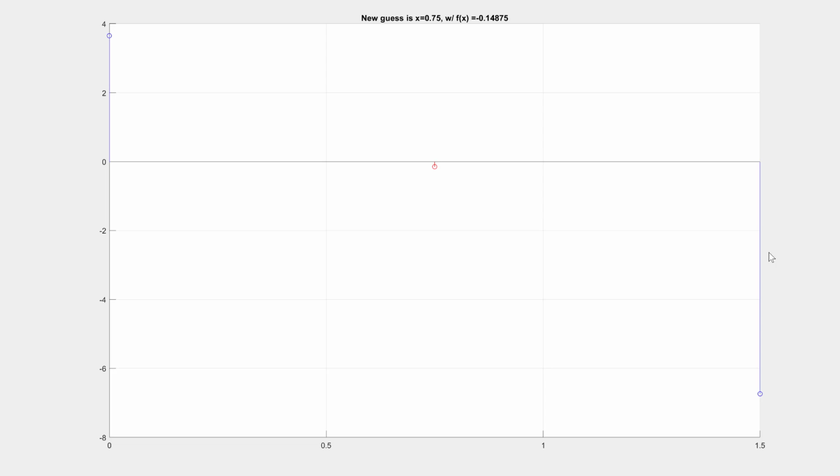Again, that function evaluation is unimportant. We know we're looking to throw away half of the bracket. And we know since it was positive over here at 0 and it's negative here at 0.75, that root has to be somewhere on the left-hand side. So we're going to throw away the right-hand side of the bracket and we're going to look for a point halfway between 0 and 0.75.